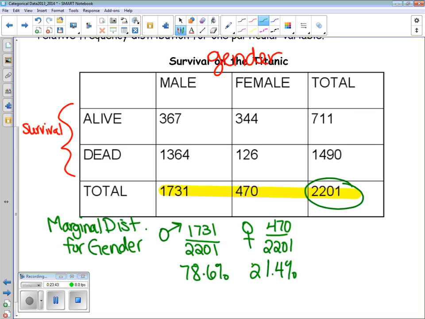Sweet. All right. That is the marginal distribution. I think one of the questions on iColor that you guys had to do asked you to find a marginal distribution, didn't it? That's all I'm looking for. Find the variable they're talking about and find the percentages. It's that easy. Okay?